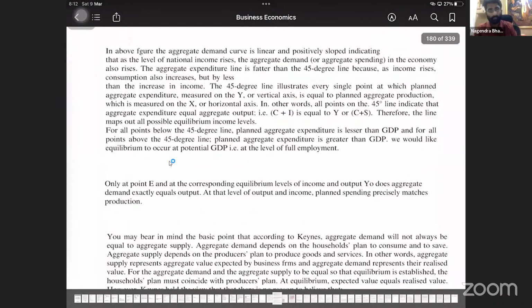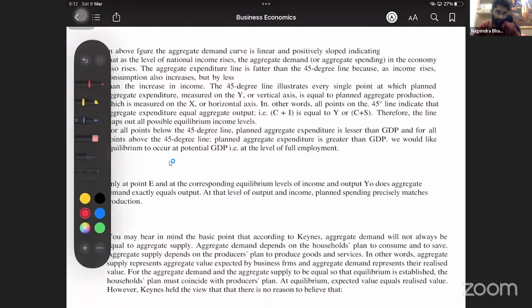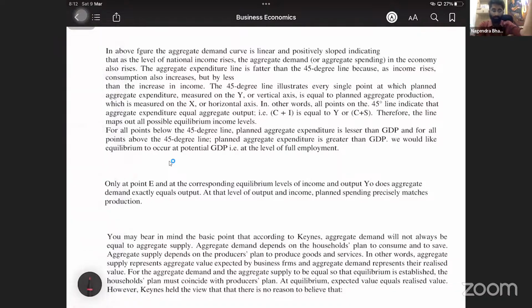What is given in the above figure? Listen. In the above figure, the aggregate demand curve is linear and positively sloped, indicating that as the level of national income rises, the aggregate demand or aggregate spending in the economy also rises because of the marginal propensity to consume. If income rises, then consumption also rises. The aggregate expenditure line is flatter.